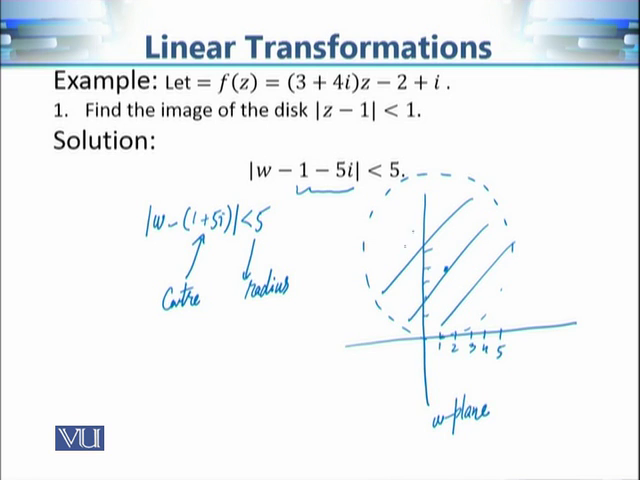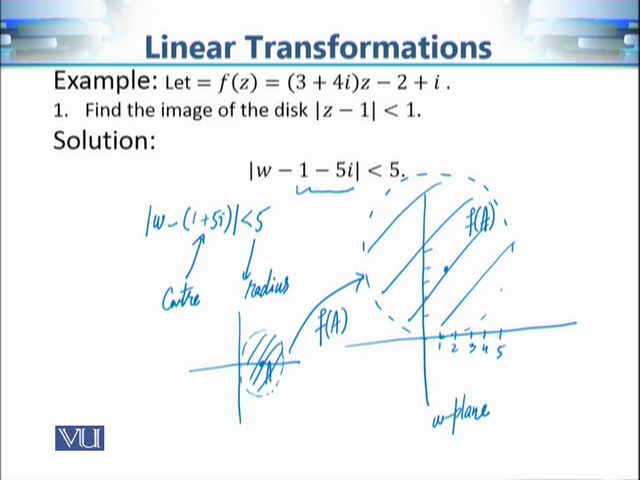So this is the image f of A. And of course, we know what A is. A is basically an open disk with center 1 and radius 1. So this is the image under this linear transformation of the set A. So in this example, we use the inverse of this linear transformation.